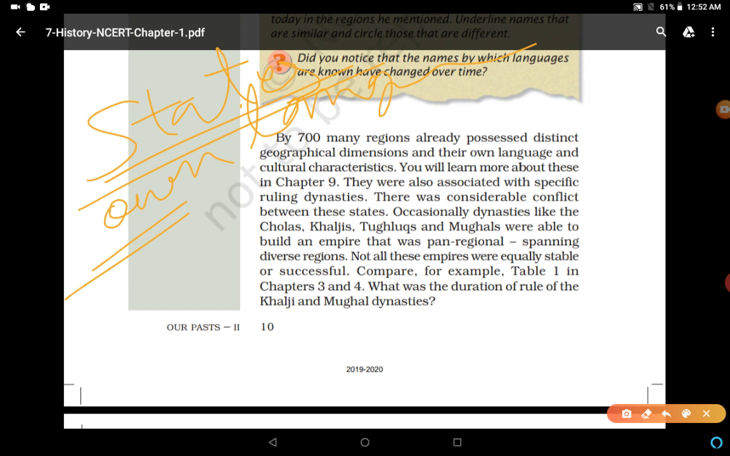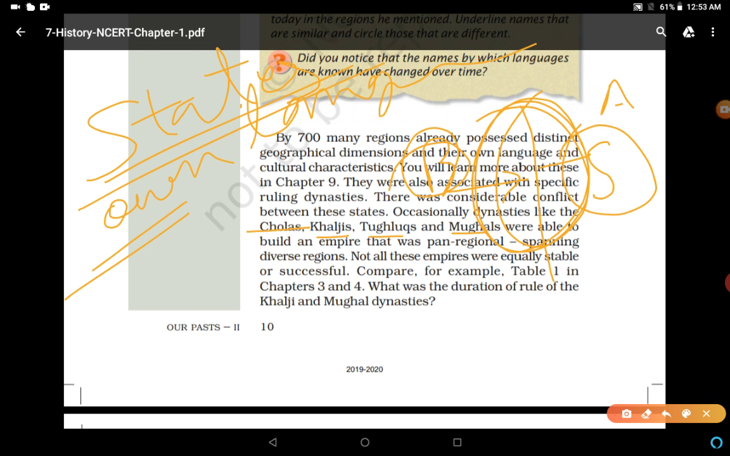Occasionally, dynasties like the Cholas, Khaljis, Tughlaqs, Mughals were able to build an empire that was pan-regional. Pan-regional means spanning diverse regions. It means the area, particular area, we can say that this is the boundary of two states. Here, one state, state A, and this side, state B. So this region means contradictory region. It means expansion through different kinds of states, spanning diverse regions, and conflict used to be there among these kinds of states.